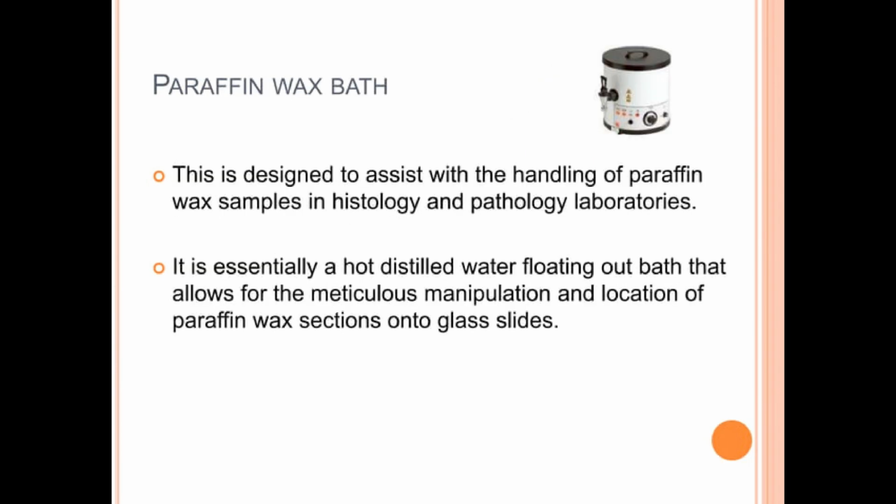What is a paraffin wax bath? A paraffin wax bath is used to embed tissue samples in paraffin wax. This step provides structural support to the tissue, making it easier to cut thin sections using a microtome. How it works: the tissue is first processed to remove water and is then infiltrated with molten wax in the bath. Once the wax hardens, the tissue is ready for sectioning. Importance: without this support, delicate tissue samples would tear or crumble during cutting.